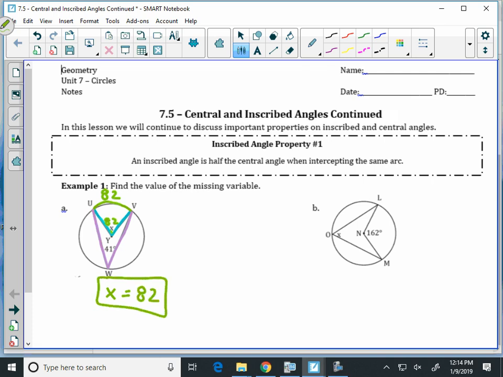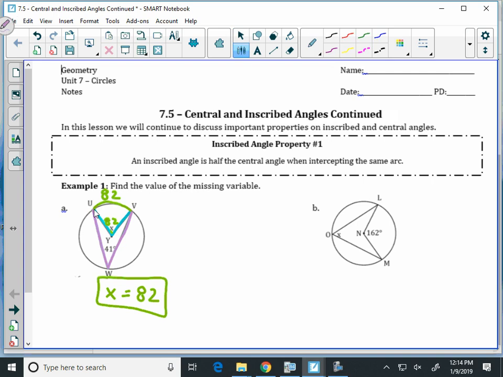You could have used this property and said, oh, I'm missing my central angle. I know my inscribed angle is half my central, so I just double it. And when you double 41, that gives you 82. If you don't remember that property, I like to think of it more as a shortcut. You can just do all the work we just did and you're still going to get the right answer. Remembering these properties just makes your life a little easier. But if you don't remember them, it's not the end of the world.